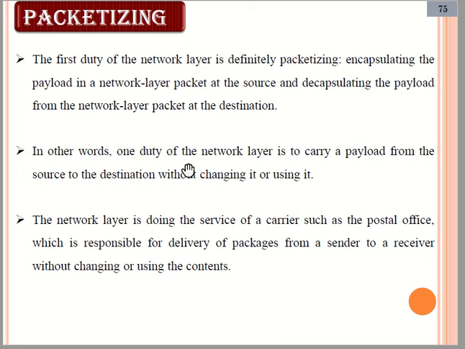At the destination, the host receives the network packet from the data link layer. It decapsulates the packet, that is, removes the source and destination address, and delivers it to the upper layer. That is, at the destination the data is moved to the transport layer.